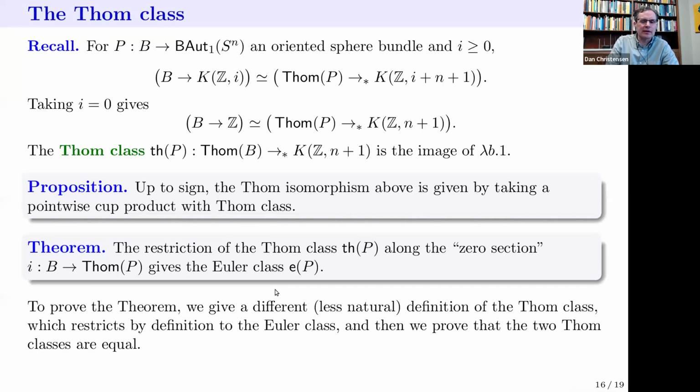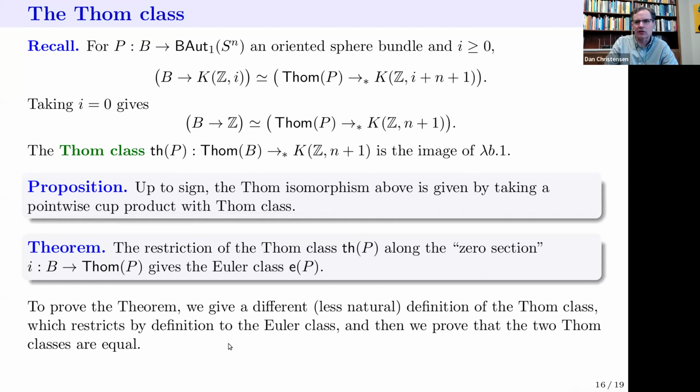And the way we prove that is by giving another definition of the Thom class. It's a definition that is a bit awkward. It's not sort of obvious that it's correct, but it is obvious that it restricts to the Euler class, basically by definition. And then we have to do a little bit of work to show that that alternate definition agrees with the one that's been defined up here, which we can do. Okay, so that shows another fact relating these classes.